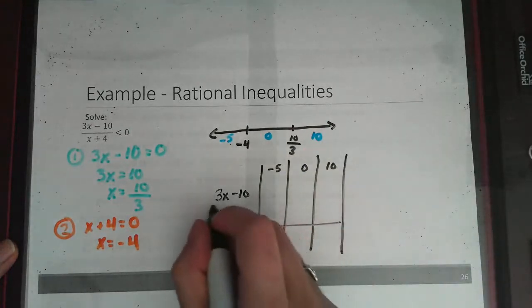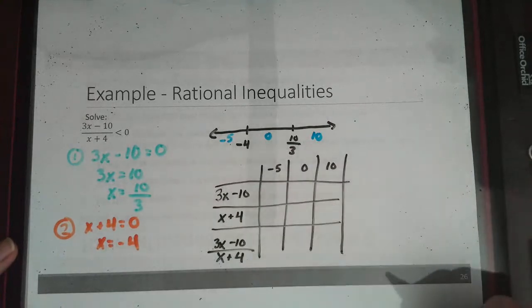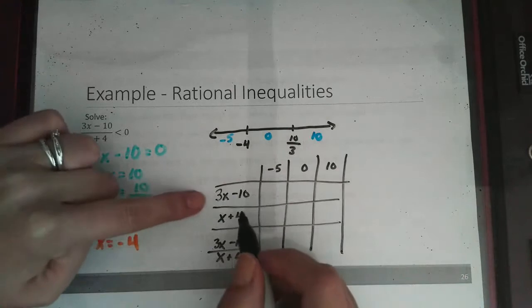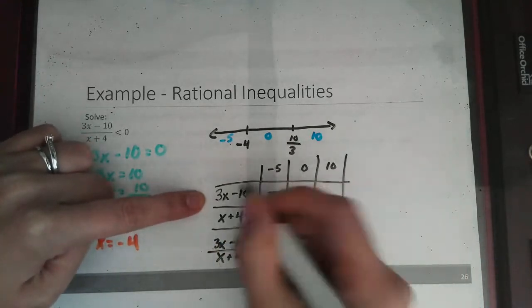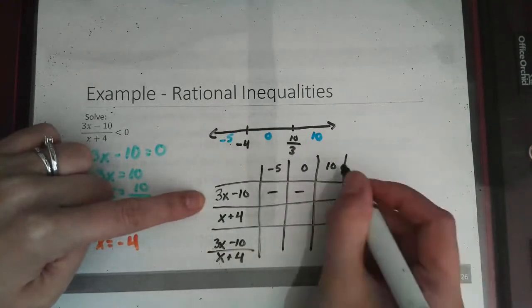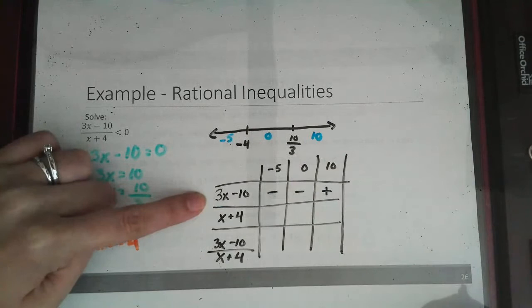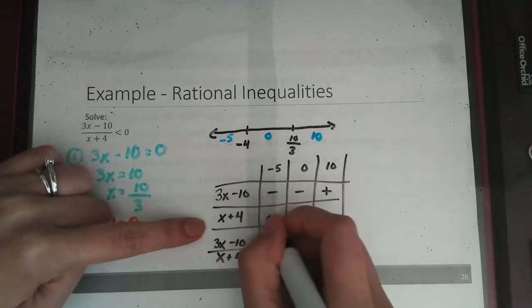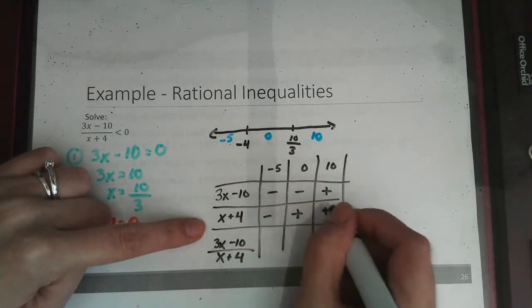What I'm going to do is plug my test values into my numerator and denominator separately. So -5, plugging it into 3x - 10, that's -15 - 10, that's negative. Plugging in 0, that's negative. Plugging in 10, 30 - 10, that's a positive 20. Now the same for my denominator. -5 + 4, that's negative. 0 + 4 is positive. 10 + 4 is positive.